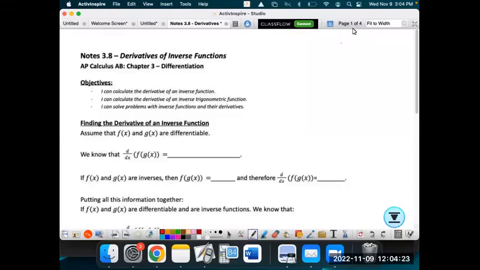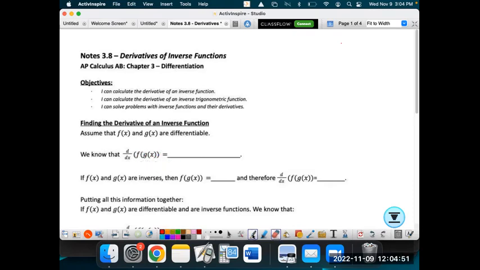Hello. So in this set of notes, we want to talk about the derivative of inverse functions. But first, what I would like to talk about is the derivative of a composite function. So if we have f of g of x, and I know that they're both differentiable, which remember just means that their derivative exists everywhere. How would I take the derivative of that?